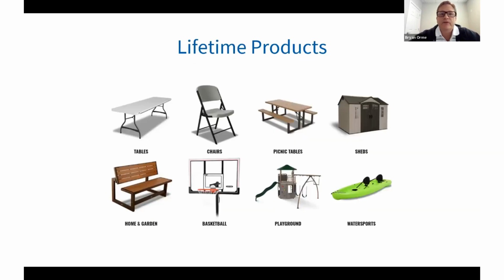The next example is Lifetime Products. Lifetime Products is a company out of here in Utah. Sawtooth Software is out of Utah, and Lifetime Products as well. They started out with tables and chairs in the upper left, but then they have, over the years, expanded their product offering line into things like sheds and basketball hoops and water sports like kayaks and paddle boards and so forth.